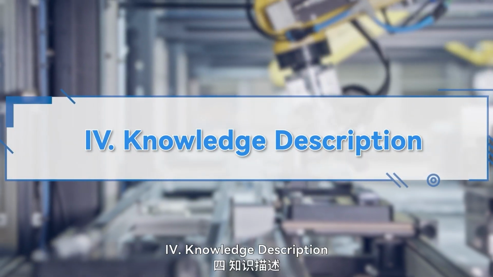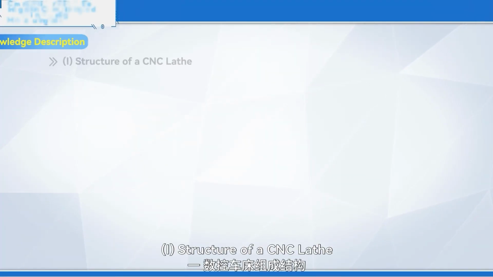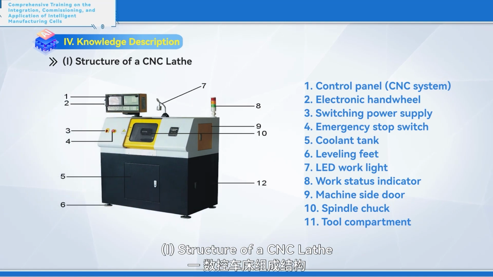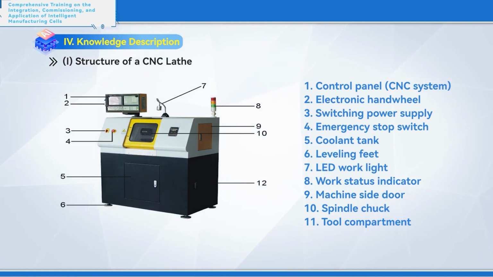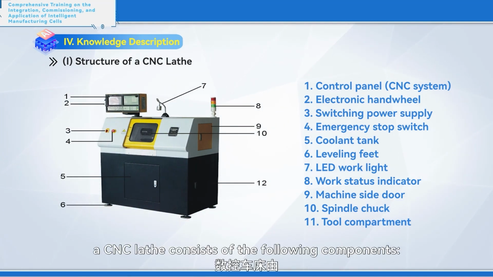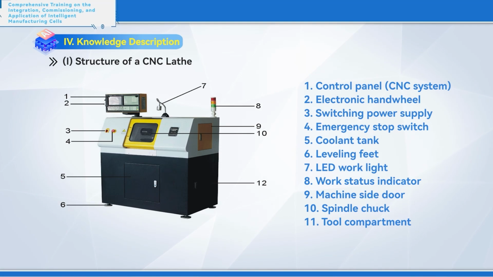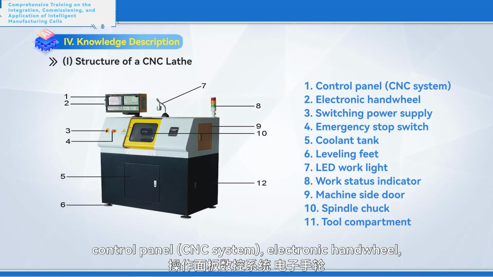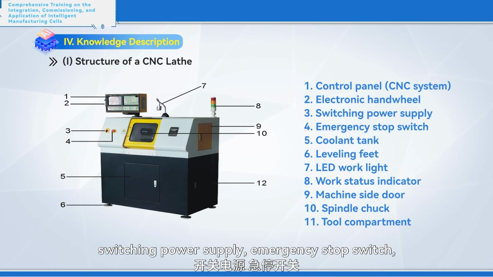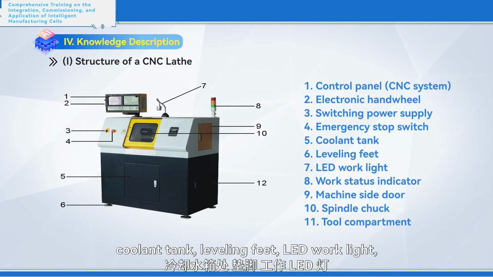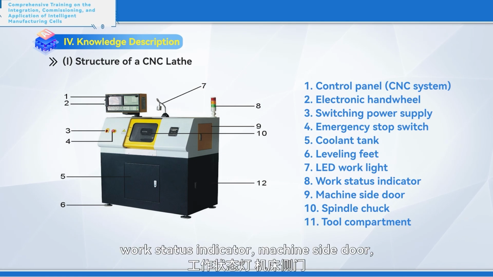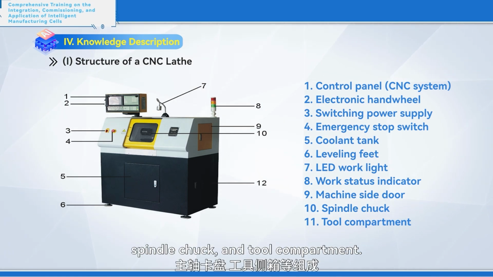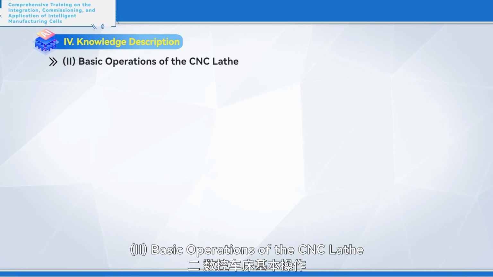4. Knowledge description. 1. Structure of a CNC lathe. As shown in the diagram, a CNC lathe consists of the following components: control panel, CNC system, electronic hand wheel, switching power supply, emergency stop switch, coolant tank, leveling feet, LED work light, work status indicator, machine side door, spindle chuck, and tool compartment.